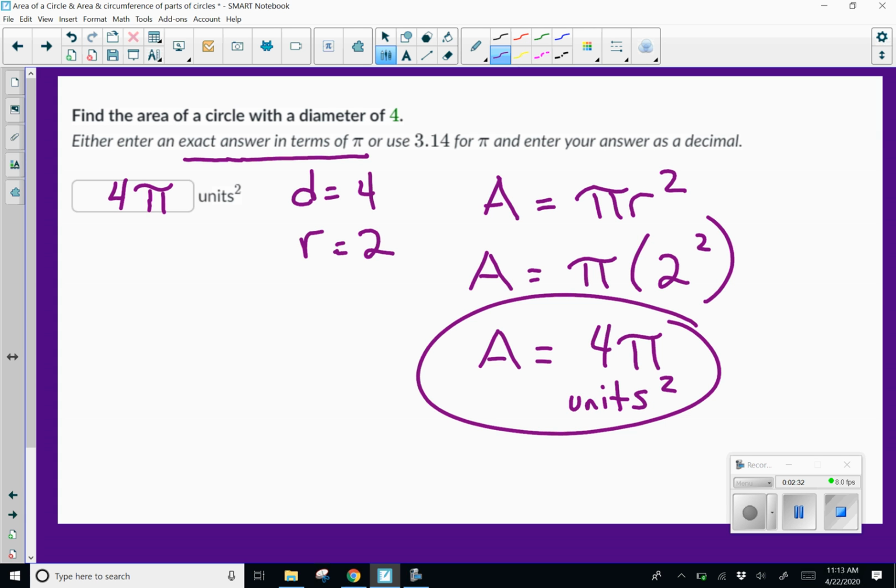Or approximately, that's what those squigglies mean, 12.56 units squared. Okay, your area is always going to be squared. It's the only one that gets squared. Everything else would just be units.